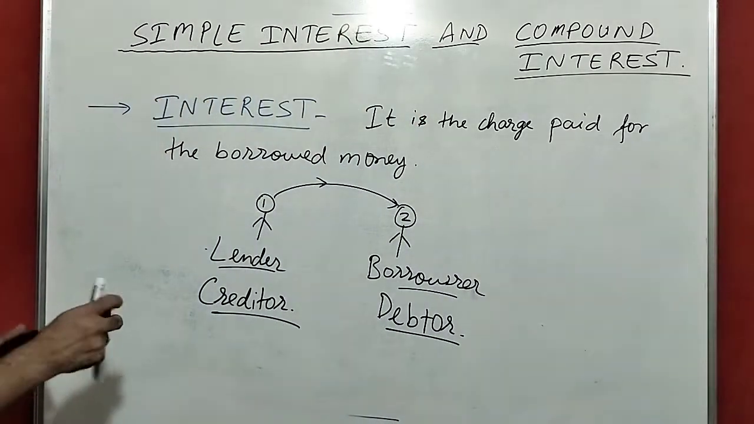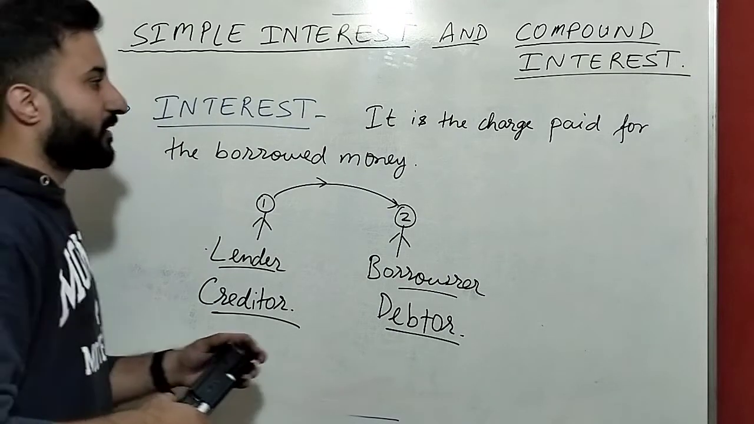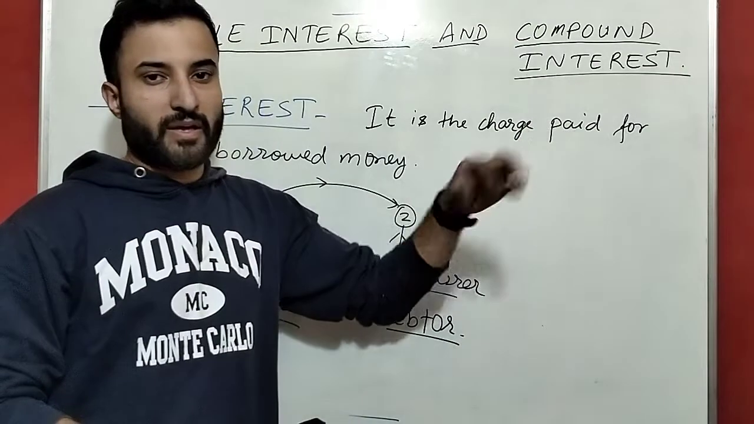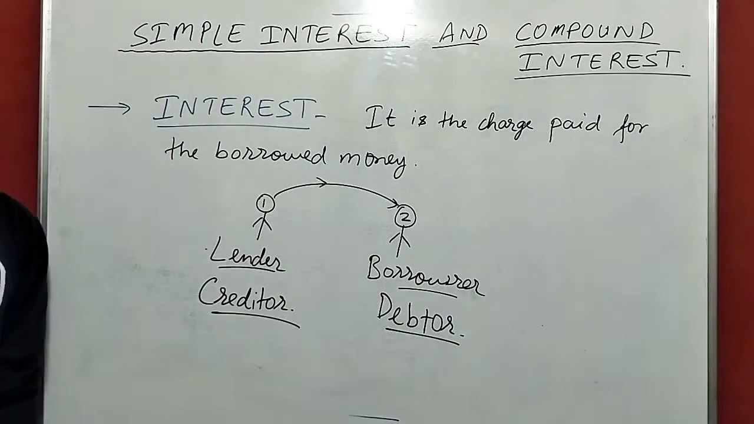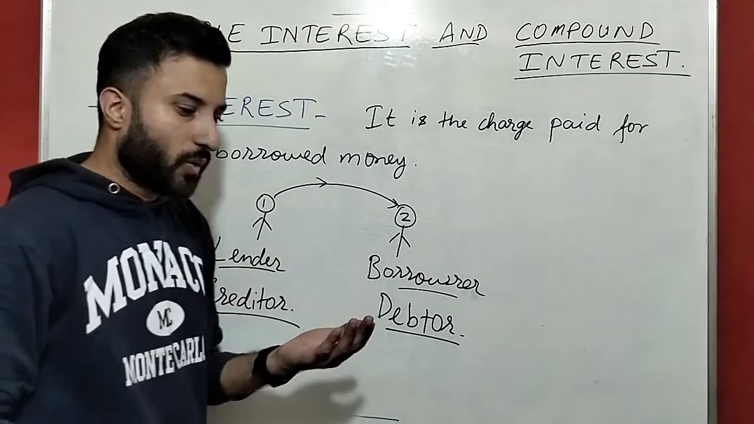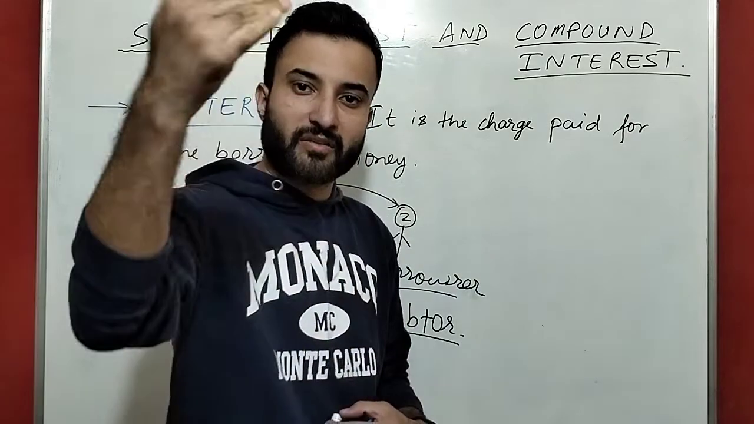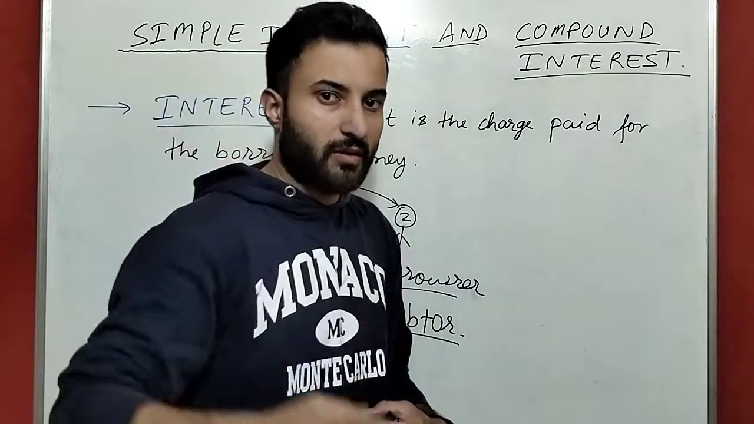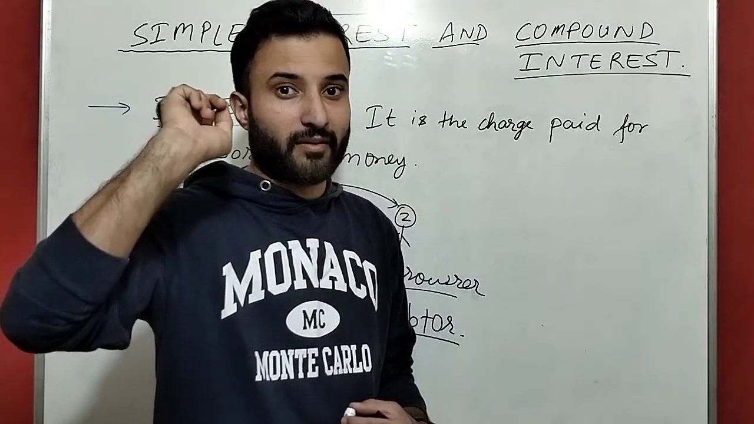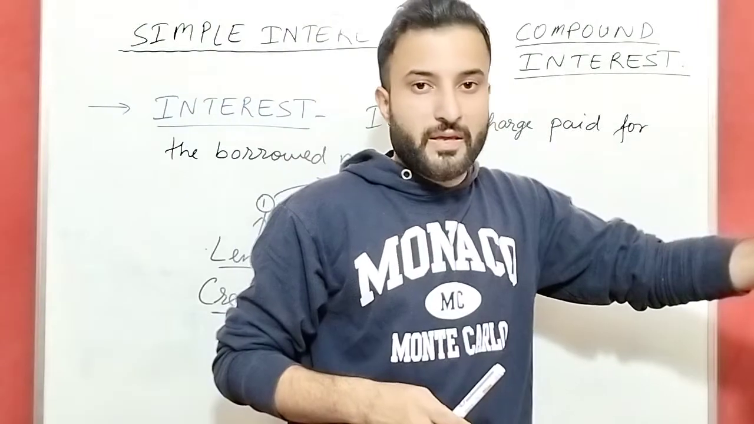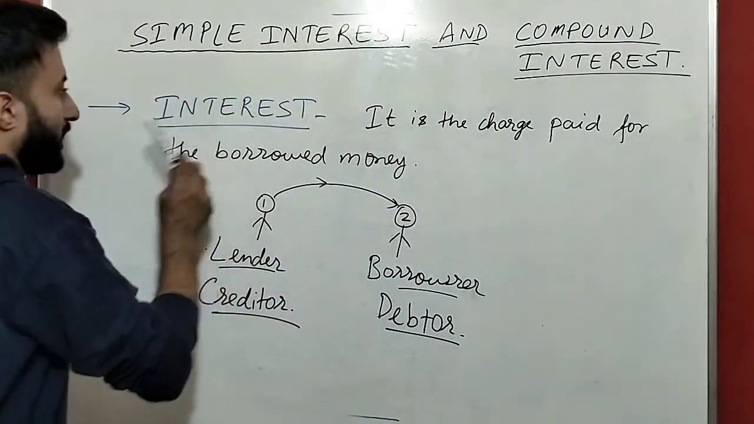So let's focus on this. First we have studied about interest. Interest is nothing but you have to pay the charge. You have to pay the extra amount. Charge means you have to pay the extra amount for the money borrowed. Whatever money you have borrowed, while returning that money, you have to pay some extra amount. That extra amount you are paying is the interest. Keep that in your mind.